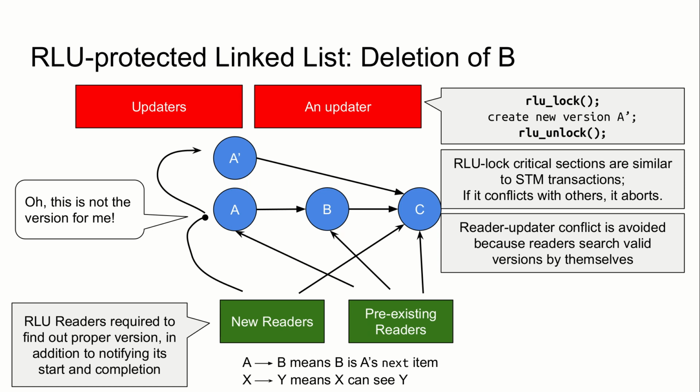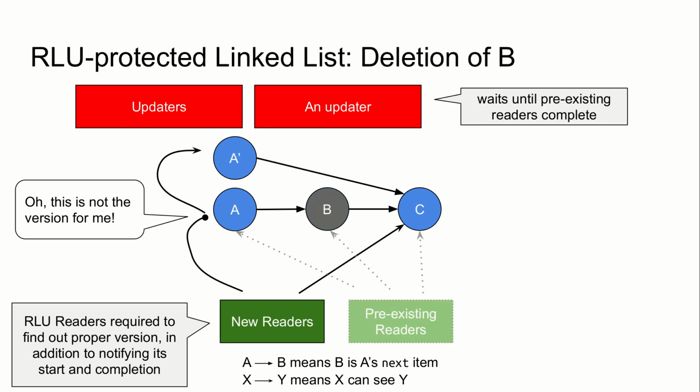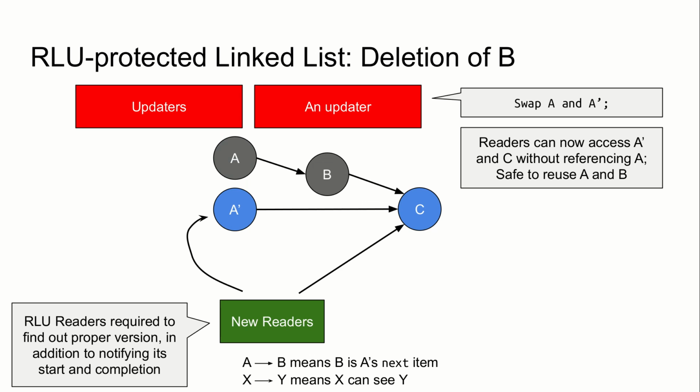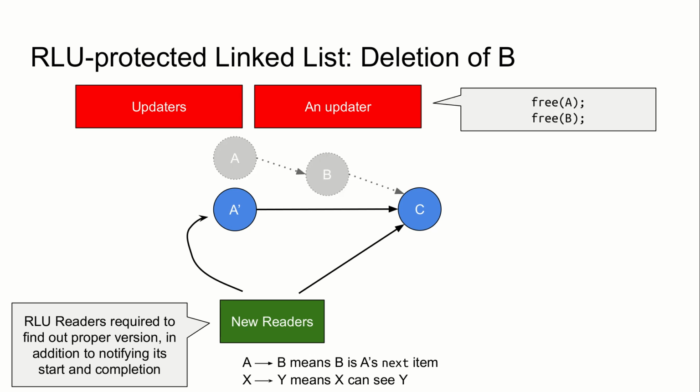For example, in this case, the new readers will first reference A, but they will know that A is the old version and therefore go to A', which is the new version. After this change, the updater will wait until the pre-existing readers complete again, and after that, the updater swaps the new version of A and the old version of A so that the readers can now access the new version of A and C without referencing the old version of A. Therefore, it will be safe to deallocate and reuse the memory regions of A and B.